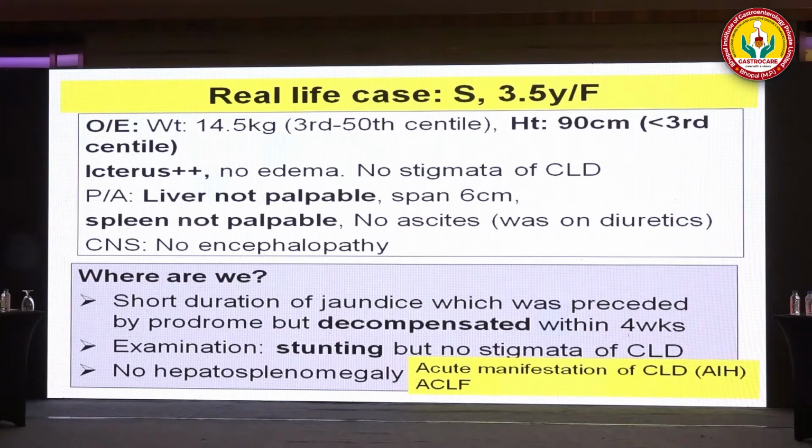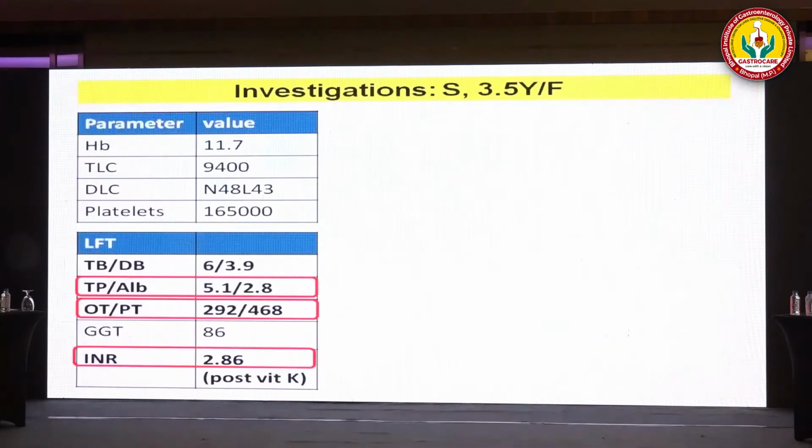So is it an acute manifestation of chronic liver disease? Like we discussed, 1/3 of autoimmune hepatitis can present as an acute hepatitis, or it was an ACLF, something causing decompensation of underlying chronic liver disease. So let's have the investigation parameter.